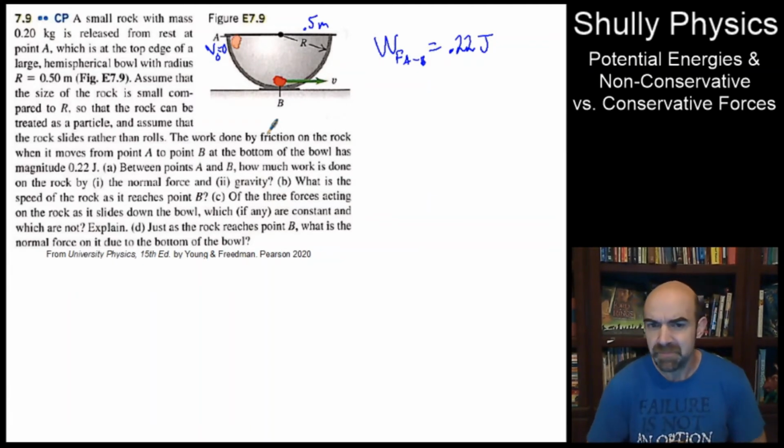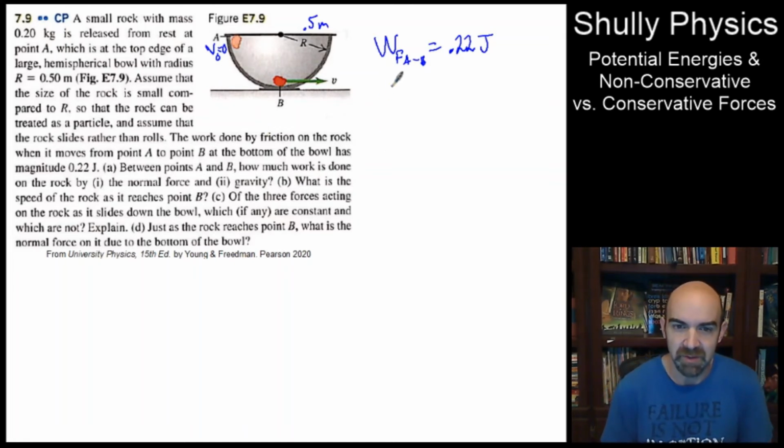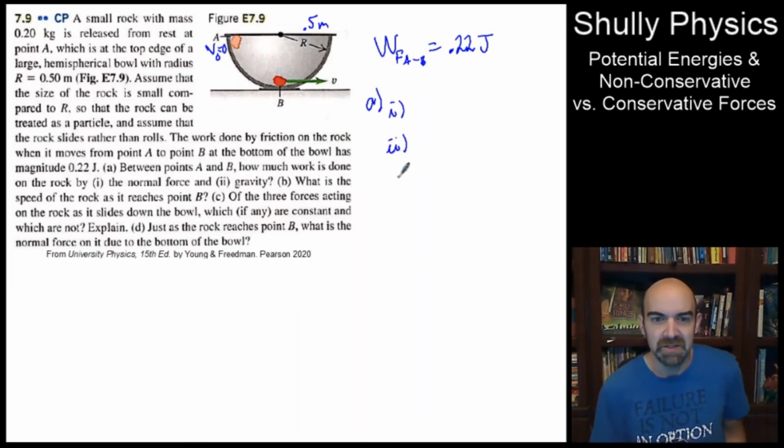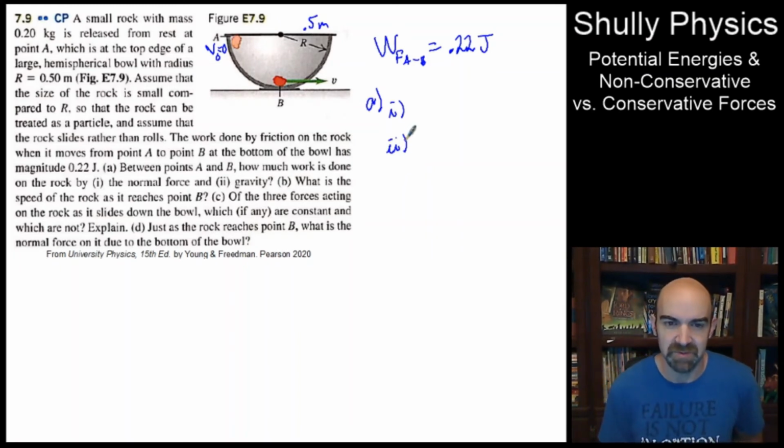Question A. Between points A and B, how much work is done on the rock by I, the normal force, II, gravity, and B, okay, what is the speed of the rock as it reaches point B? All right, so let's try out this letter A first. And there's a couple questions after that we'll get to as well. So between A and B, how much work is done on the rock by the normal force?